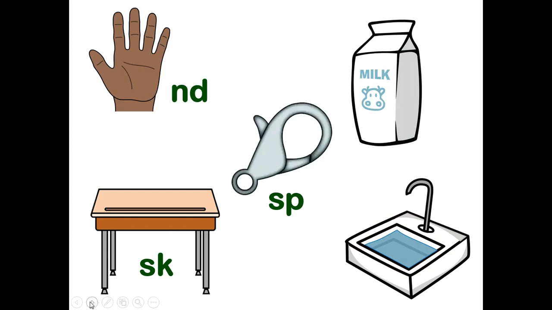And then we have the picture of the sink. And at the end of the word sink, we can hear the nk, which is spelled with an nk, sink. And finally, we have the picture of the milk. And we can hear at the end of the word milk, the lk, milk, which is spelled with lk, milk.